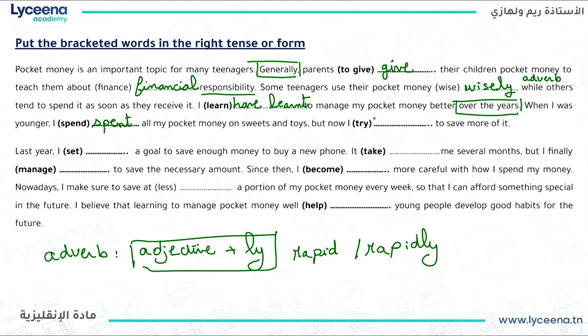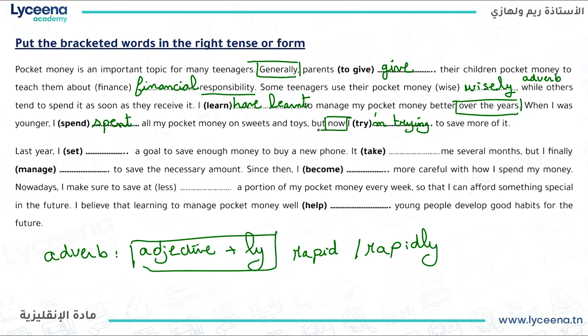But now, I'm trying, because we have now. So we need the present progressive. But now I am trying to save more of it. Last year, I set a goal to save enough money to buy a new phone.